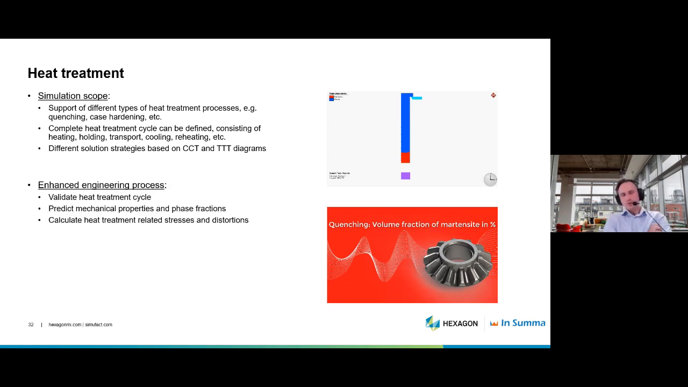You can use the simulation technology to validate or maybe also design your heat treatment cycle. You can predict the mechanical properties in the final part. You can look at the phase fractions and also estimate what it means to apply a certain heat treatment cycle. What kind of impact it has on the stresses and distortions you get in the final product, and how big the deviation will be from the CAD geometry, from the intended design.